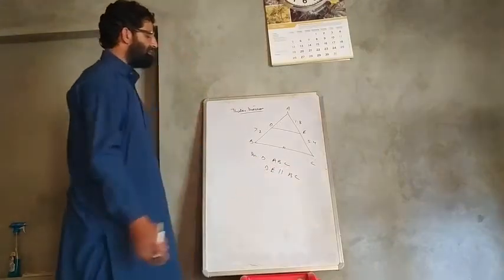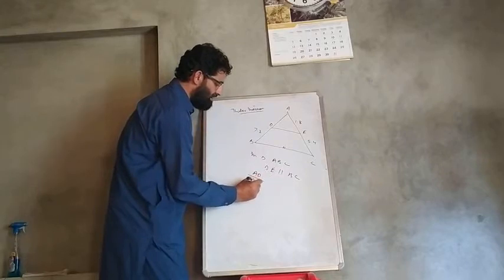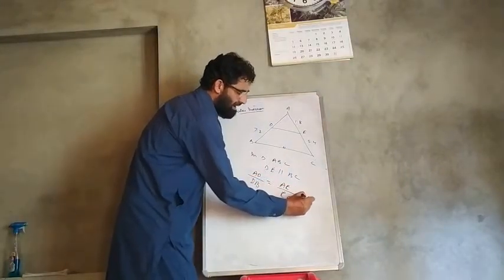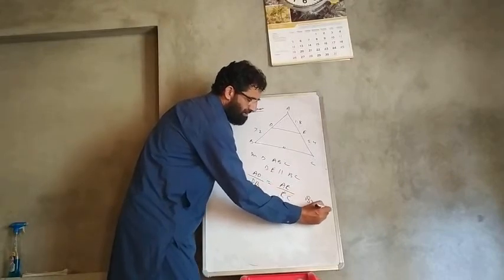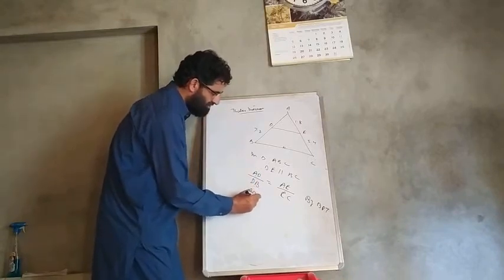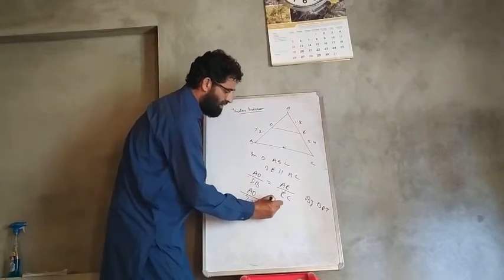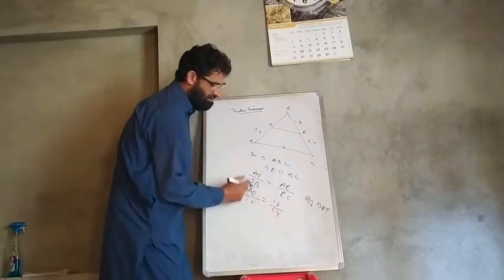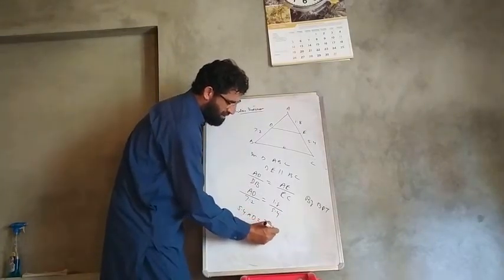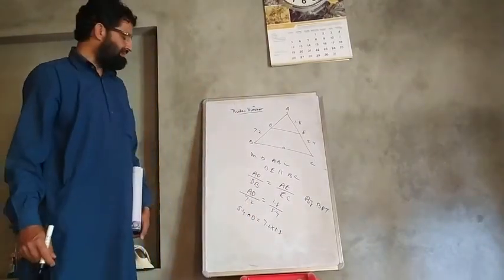Now you can do it yourself. Other two sides are divided in the same ratio, so AD divided by DB is equivalent to AE divided by EC by BPT, basic proportionality theorem. Now AD is to be determined, and DB is 7.2 is equivalent to 1.8 divided by 5.4. By cross multiplying, 5.4 AD is equal to 7.2 into 1.8, and you can calculate AD yourself. This is very simple.